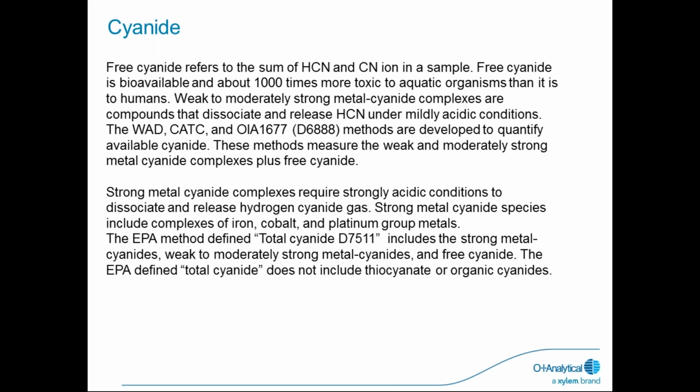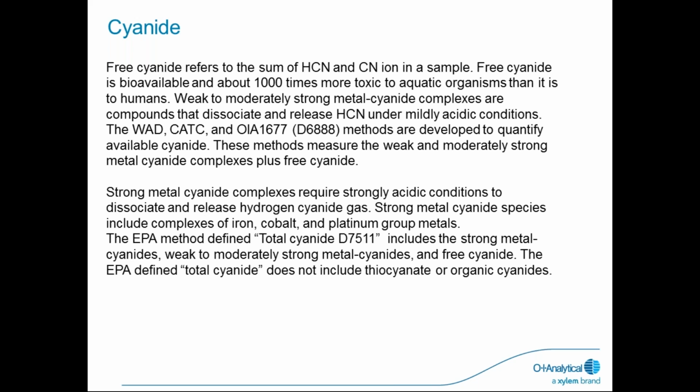This is the weak acid dissociable, CATC, and OI method 1677, along with D6888. These methods are developed to quantify available cyanide, and these measure the weak and moderately strong metal cyanide complexes plus free cyanide. Strong metal cyanide complexes require strongly acidic conditions to dissociate and release hydrogen cyanide gas. Strong metal cyanide species include complexes of iron, cobalt, and platinum metal groups.